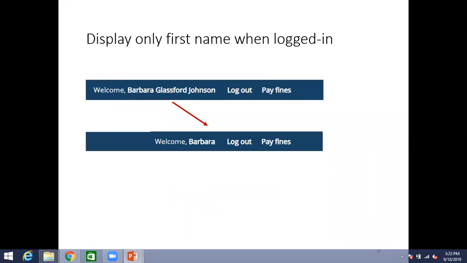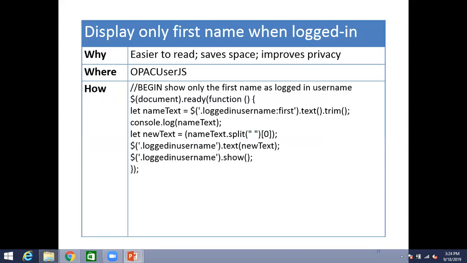We also decided to display only the first name of the patron when they're logged in. As you can see, I have a very long name in my patron record. So instead of displaying all of that, we're just using the first name. And again, it basically saves space. It's a little cleaner look. And it may have some improvement on privacy if you were in the building looking up your account, perhaps.